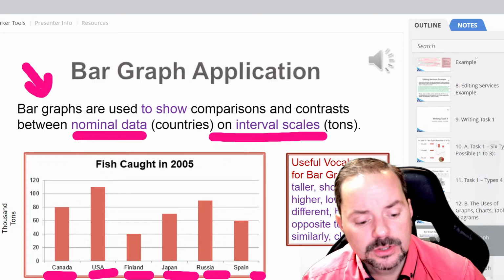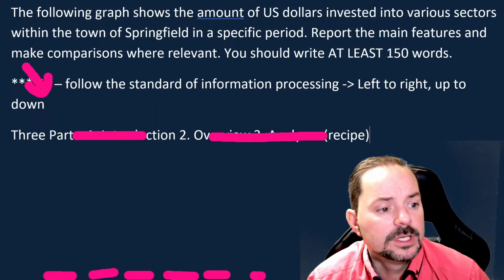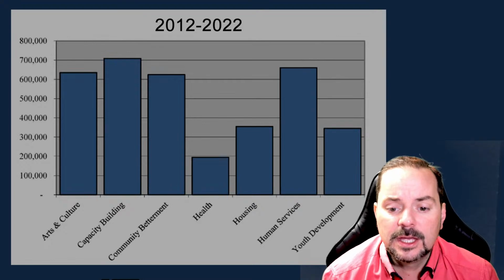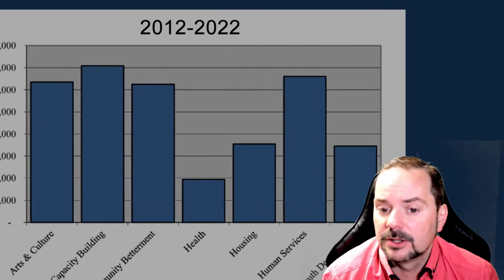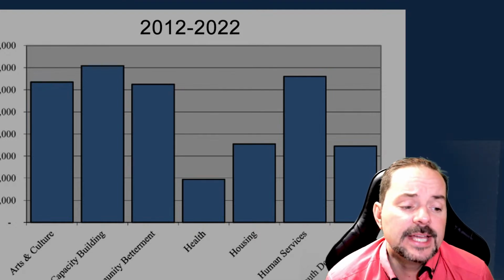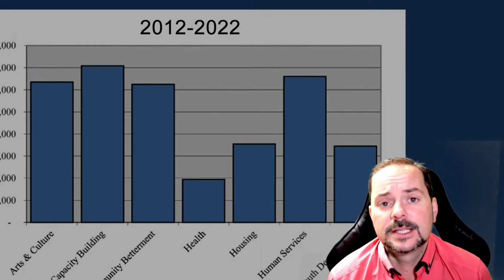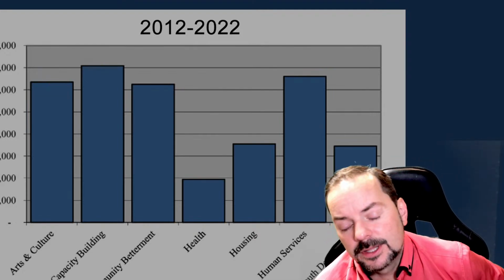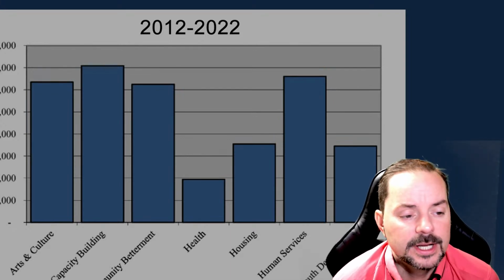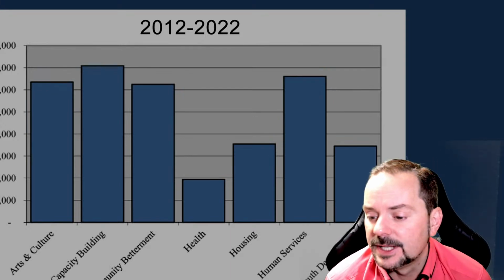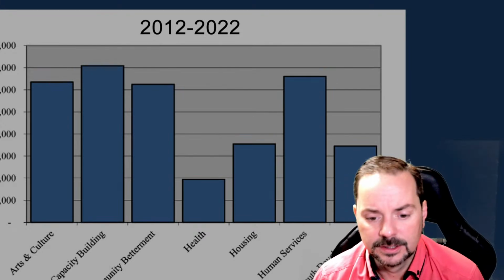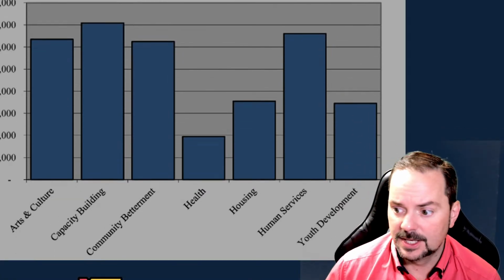So here, let me ask you a question. In the bar graph that we're looking at today, what is the nominal data? Here, I'll make it a little bit smaller so you can see it. So what is the nominal data and what is the interval data? Or in this case, it's actually ratio, but I won't get into that too much right now. So what is the nominal data, viewers, in this bar graph?